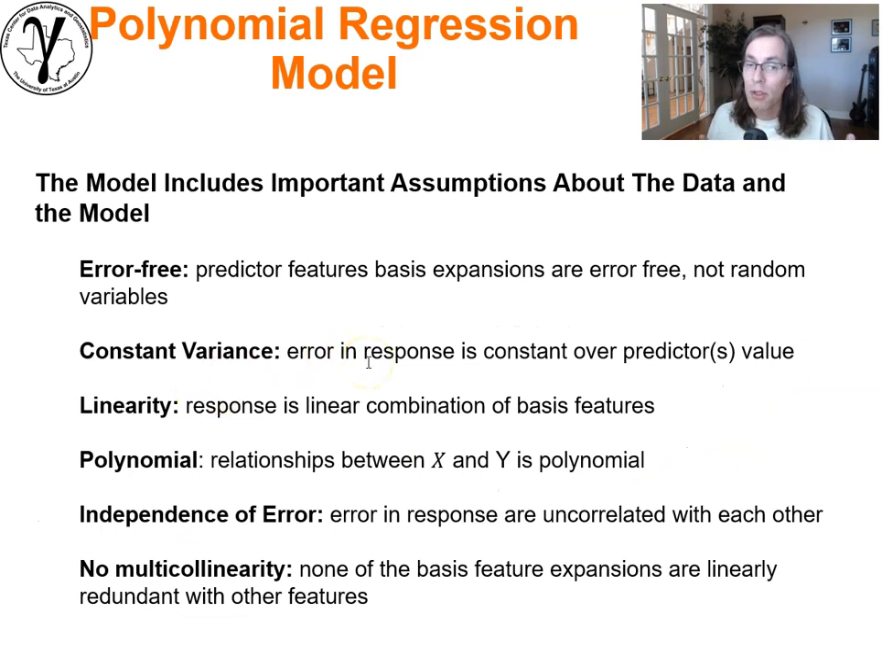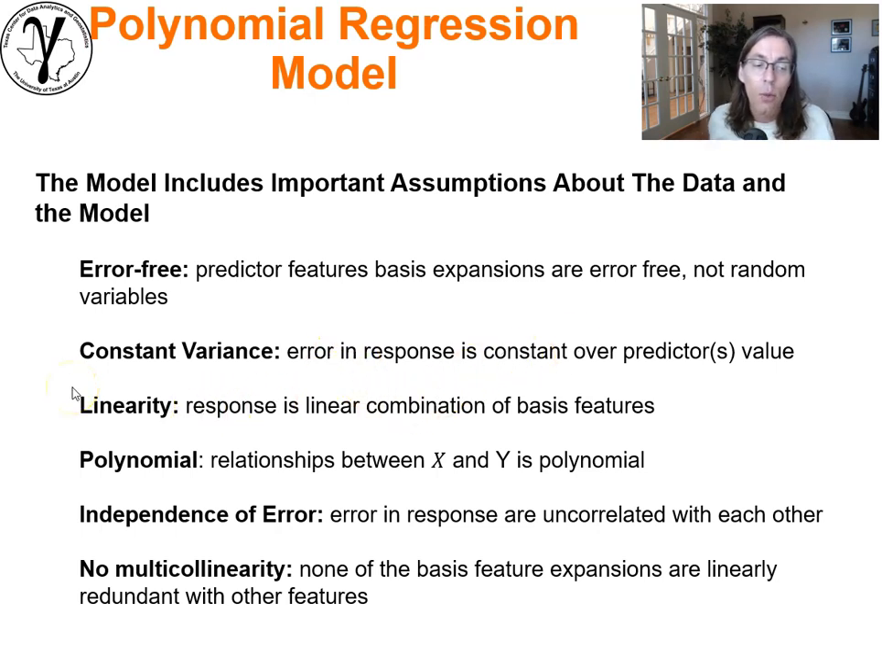Constant variance, homoscedastic. Every time I say that, that makes me cheerful. I've got to say that at least once a day. It's like eating fruits and vegetables. It is that the error in the response is constant over the predictor value range, and the basis expansion of that. And so the model is homoscedastic.